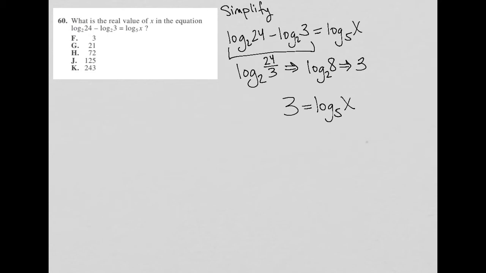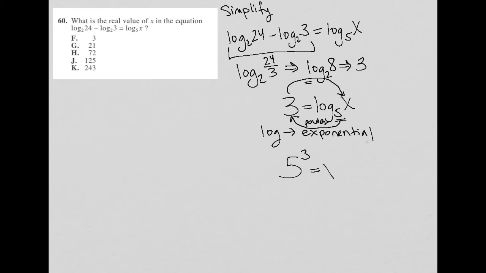I can use the conversion. I can convert from log to exponential form to get x. So when we do that, we just take the base, which is 5. We raise it to the power of the answer, right? So the power, which is 3. And then we set it equal to this x here, right? So 5 to the third equals x.